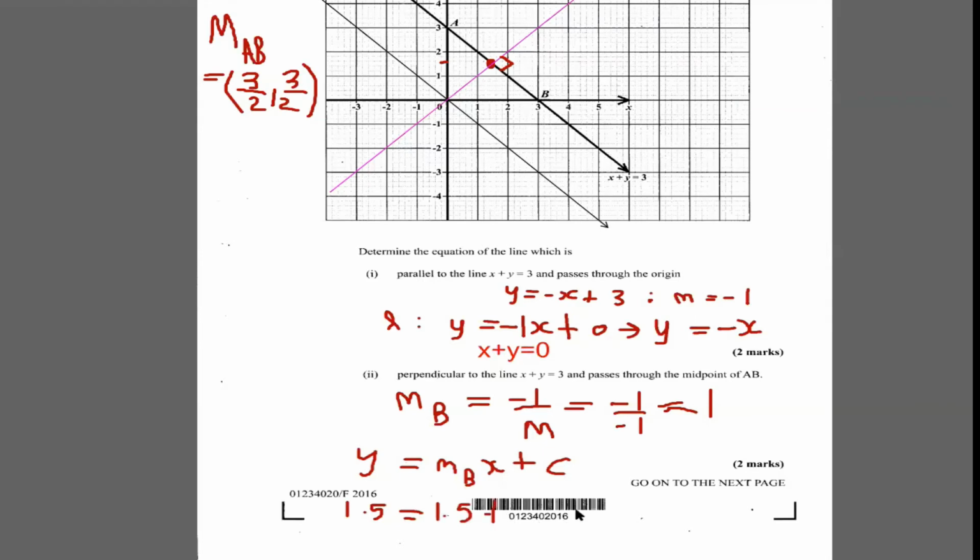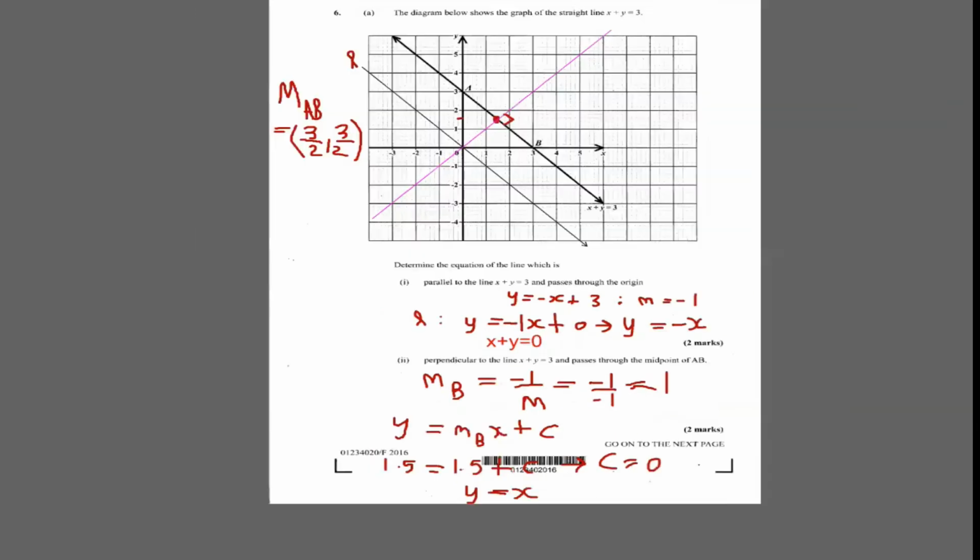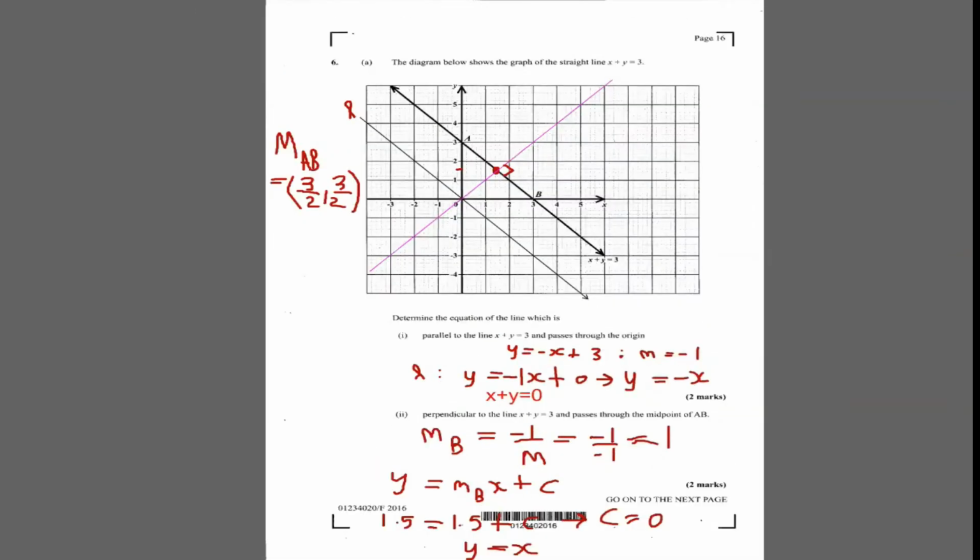Now clearly c equals 0. This is telling us that c equals 0. And so the equation of the perpendicular bisector is y is equal to the gradient of the bisector, which is 1, times x. So y is equal to x. That's the equation of the bisector. Soft.